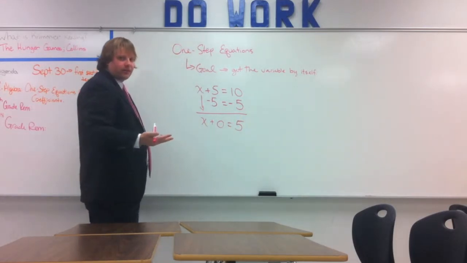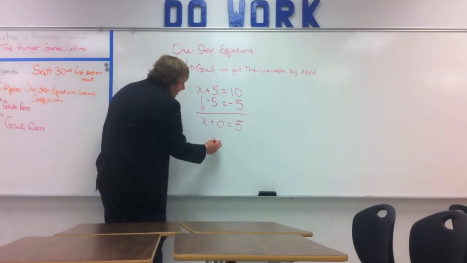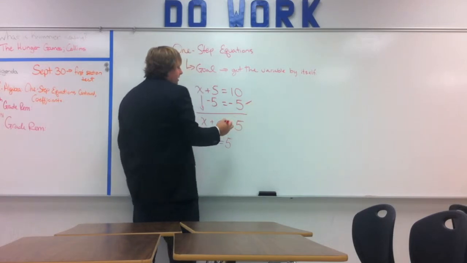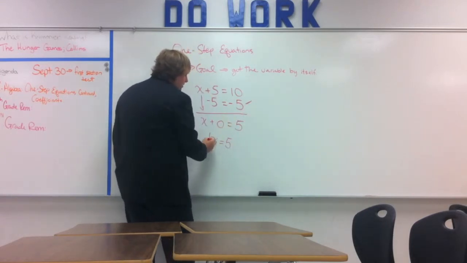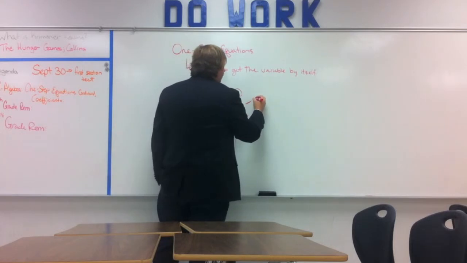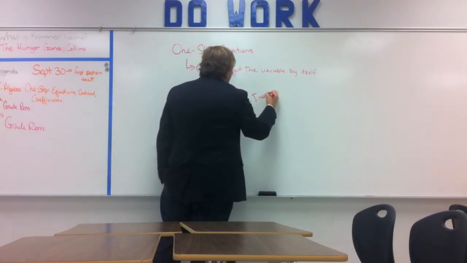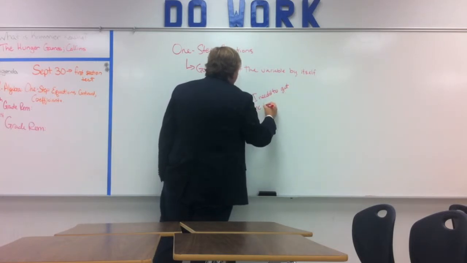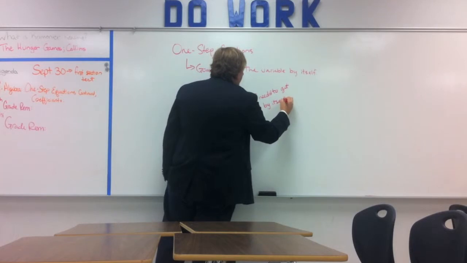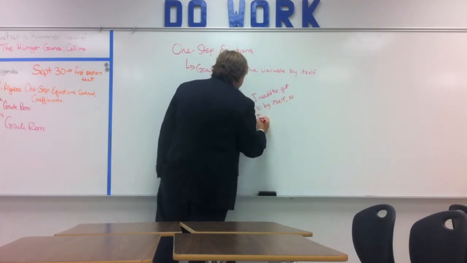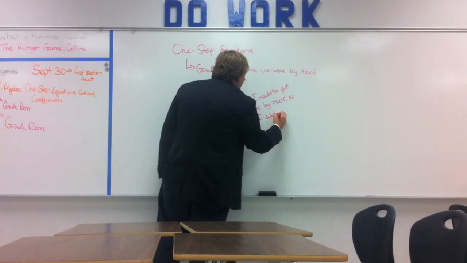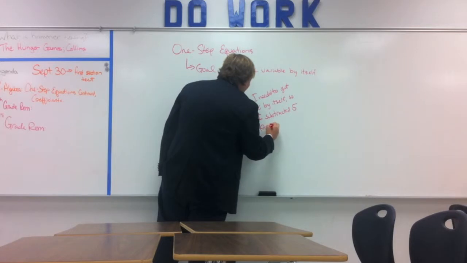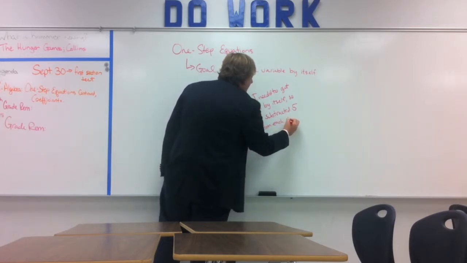This 0, is it doing anything? Is it helping us out? No. So we can simplify. x equals 5. When we're writing out our steps, we write, I needed to get x by itself, so I subtracted 5 from each side.